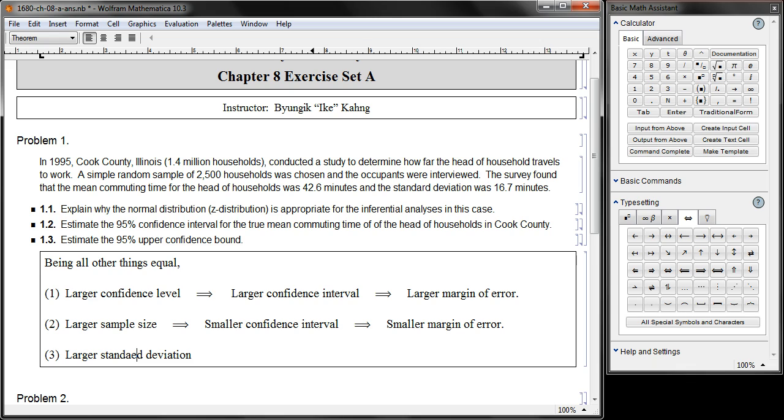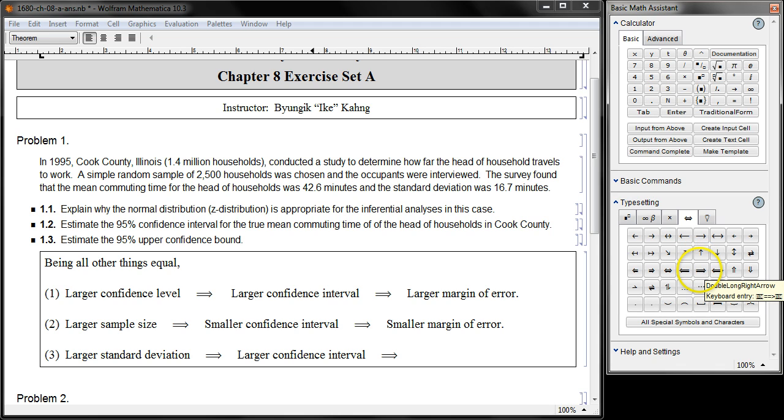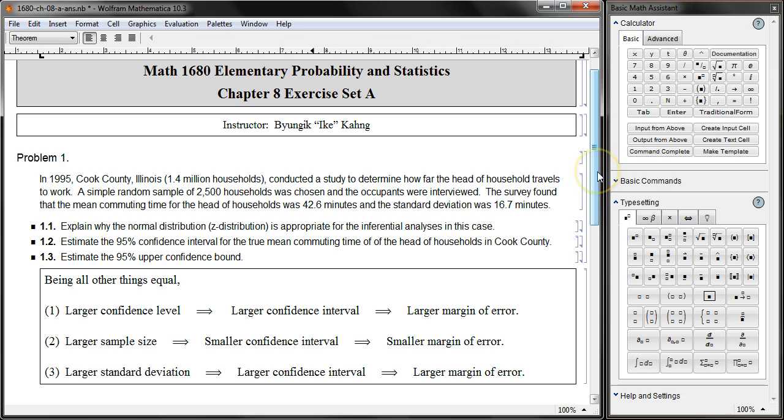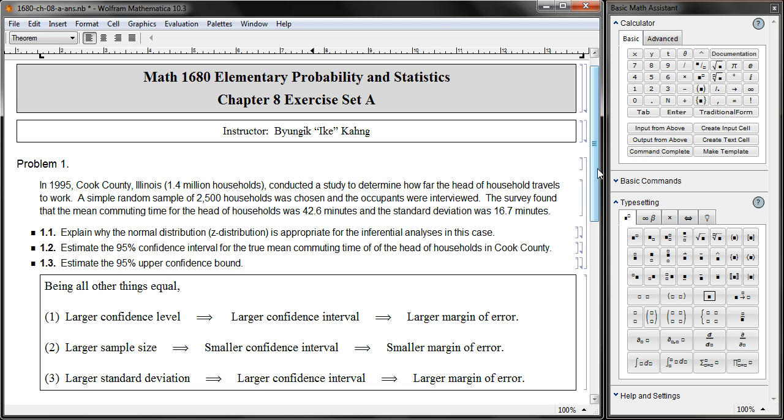If you assume standard deviation is larger, then what happens? Larger confidence interval, and consequently larger margin of error. That's what you're going to get, being all other things equal. That's what we learned from those kind of tweaking by adjusting those quantities.